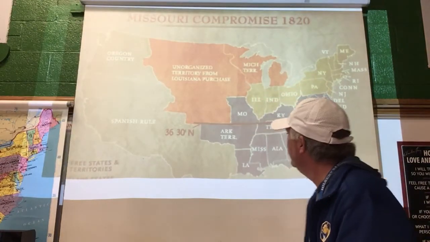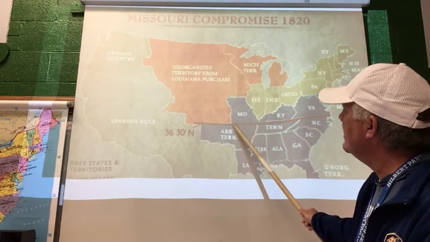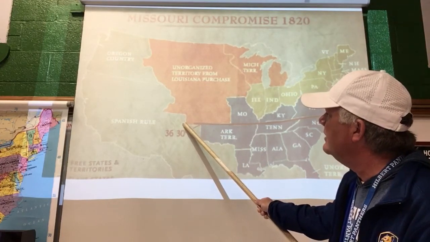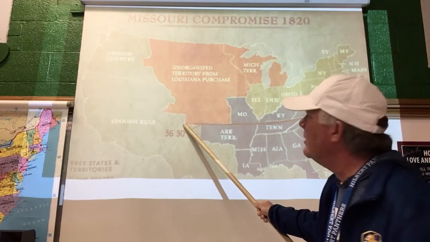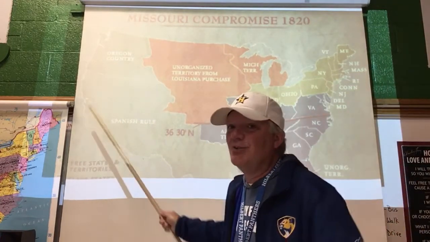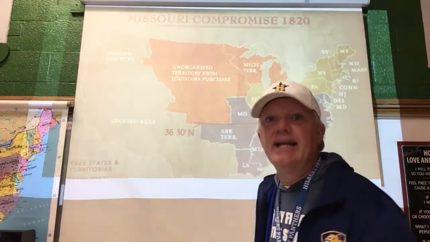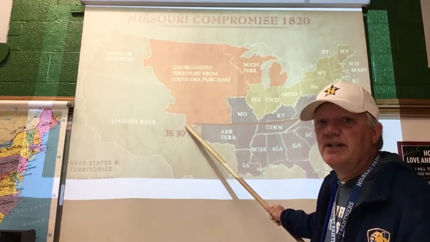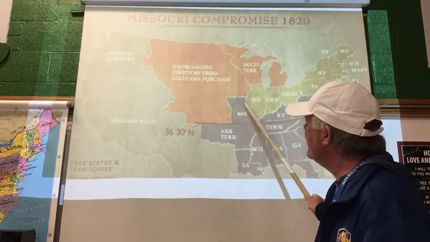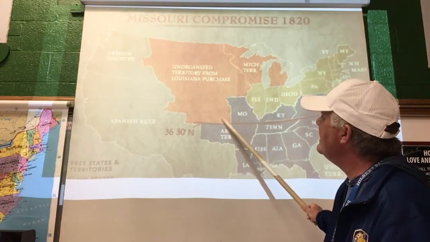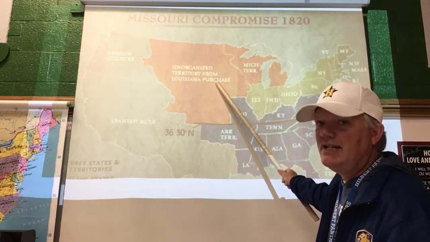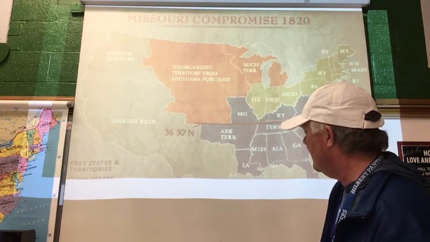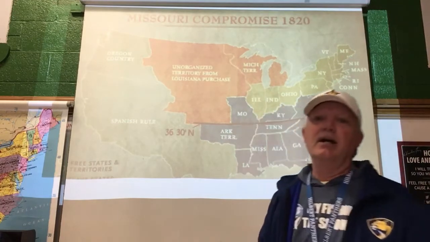Right here, there's going to be an imaginary line along the southern border of Missouri, and it's going to go all the way to the end of the Louisiana Territory. We couldn't extend it all the way to the Pacific Ocean because we didn't own this land in 1820. So it's going to end there. And according to the Missouri Compromise, with the exception of Missouri, anything north of the line would be free, anything south would be slave, and the people of Missouri would be able to decide.